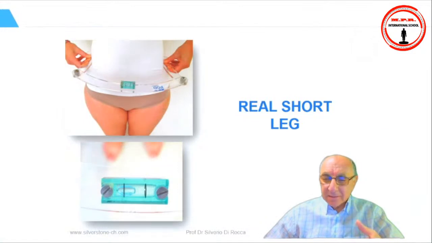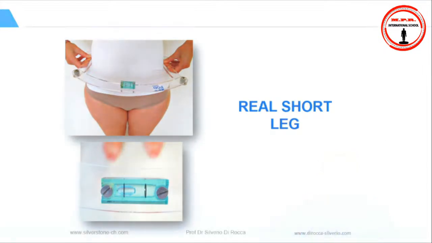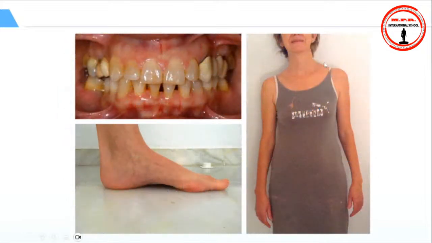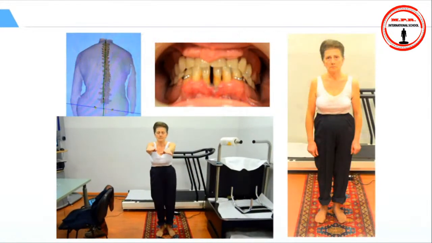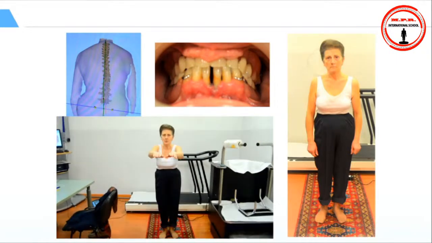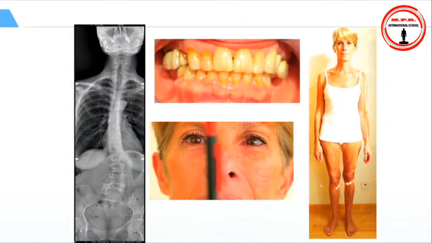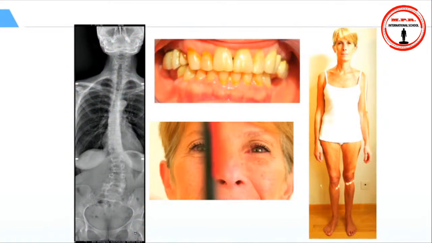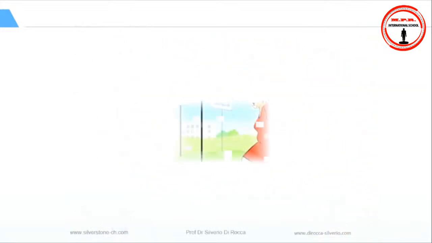And even imagine if that patient has a real short leg. Where do we start? The dentist, the optometrist, the physiotherapist, the osteopath? Very good question. Let's answer. And I think the answer is in posturology. Even here, where we start to work, or here, all patients that have a chronic disease, and here, functional scoliosis, where do we start? That's a very good question.